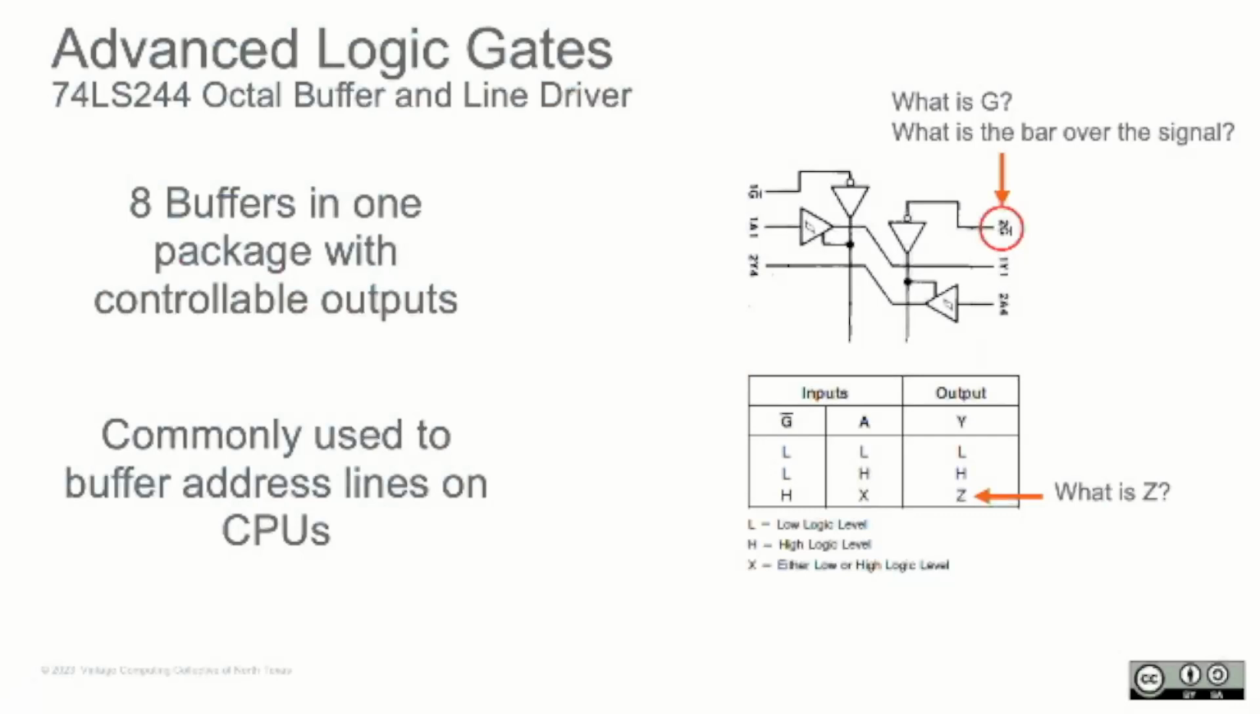And so we also have this bar over this G. What does that bar mean? Not. Active low signal, a not. And you can see that with the bubble on the drawing. Where do you find the truth table and these little drawings? Data sheets. Data sheets are your friend. Big yellow book.